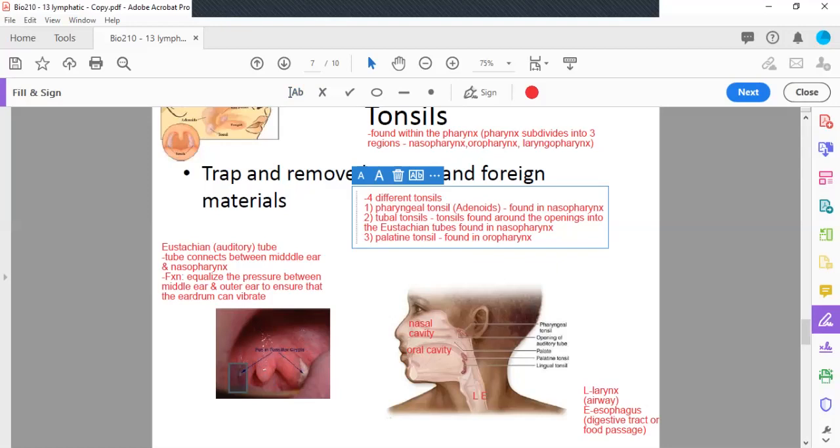Now, when the palatine tonsils swell up, you can actually see it. When you open your mouth, you can feel it in your mouth, and they can expect the palatine tonsils to be swollen. Often when you ask who has had their tonsils removed, people raise their hand. And typically the one that is removed is the palatine tonsil.